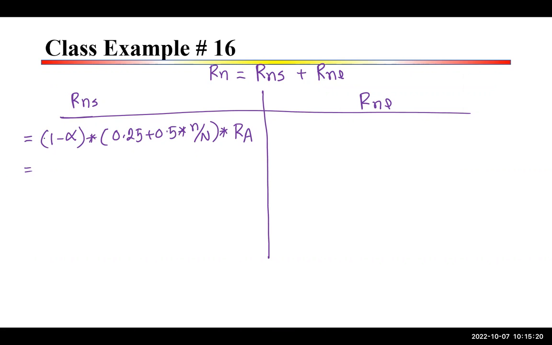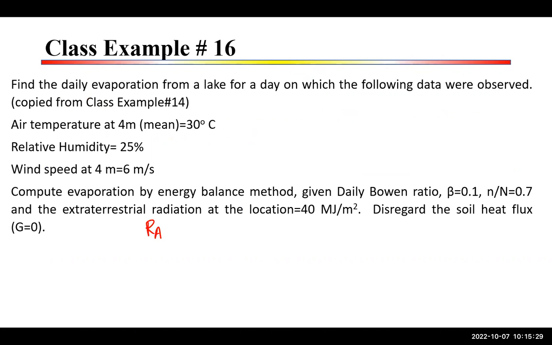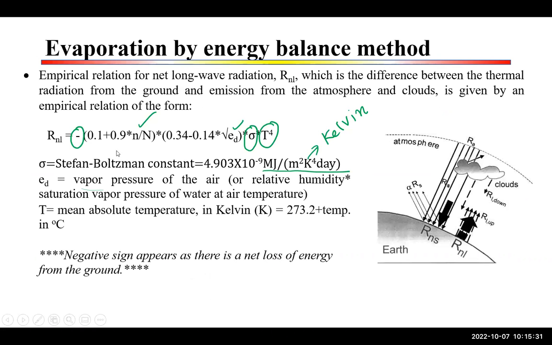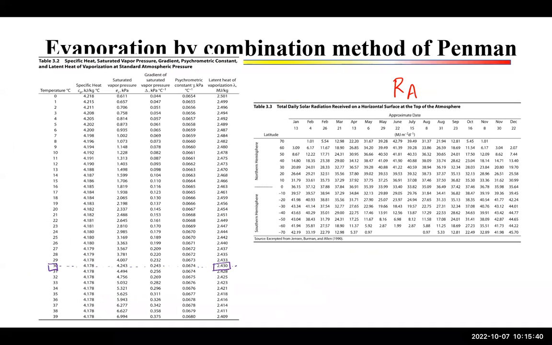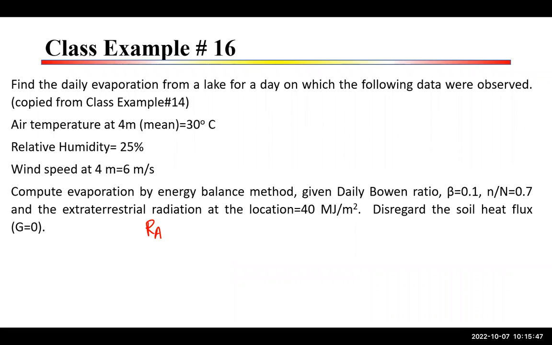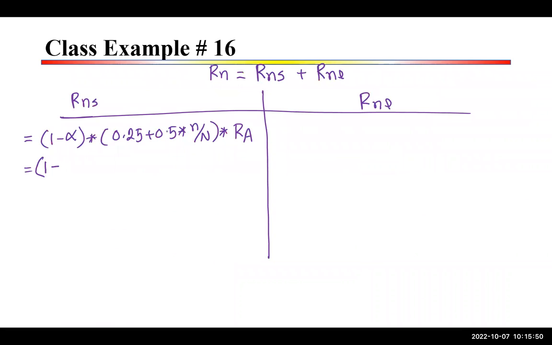Now, do we know any value for water surface? The alpha value for the water surface? 0.08. Okay. So we actually discussed that alpha is 0.23 for crops and grass and 0.08 for open water surface. That simply tells you only 8% of incoming radiation is actually getting reflected. 92% of that is getting absorbed by the water surface. Okay, so 0.08.